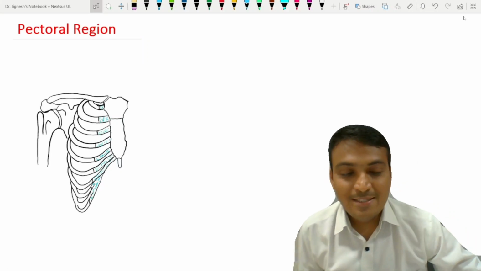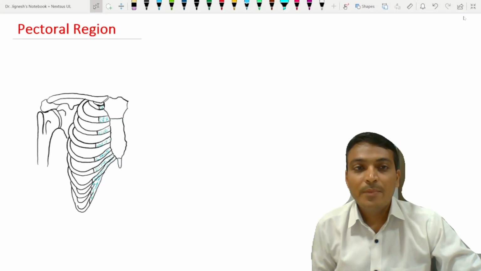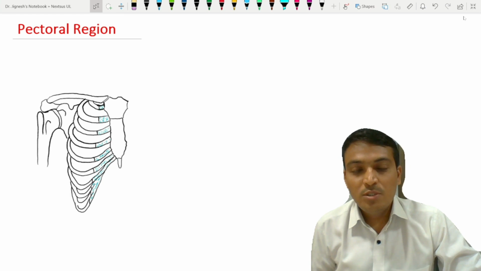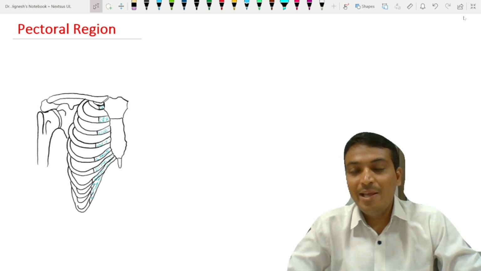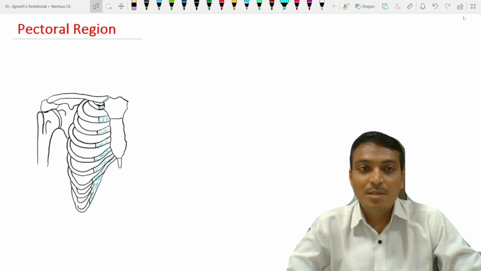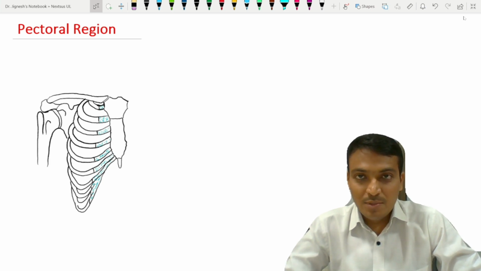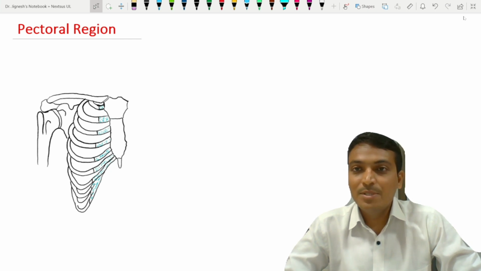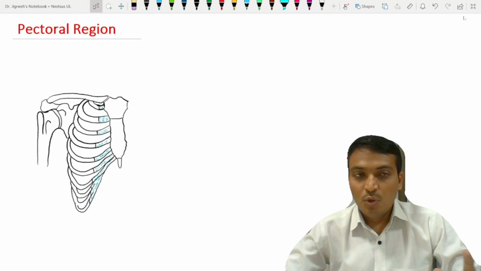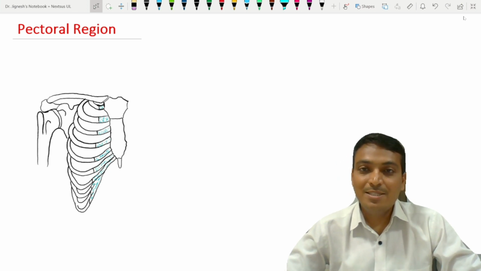Hello friends, let's see the pectoral region. This pectoral region includes the pectoralis major and pectoralis minor muscle mainly, along with the subclavius muscle, which is a very small muscle. But the MCQs concerned from this region are very important as far as the NEET or the next exam is concerned.